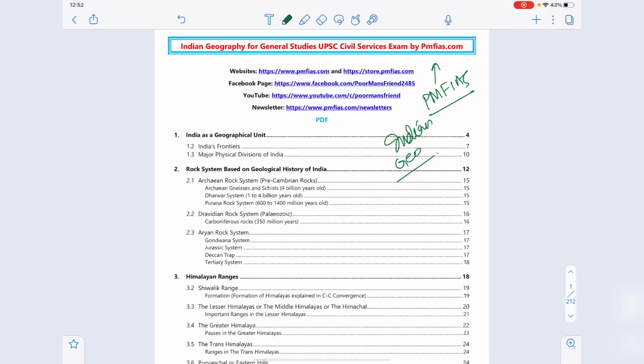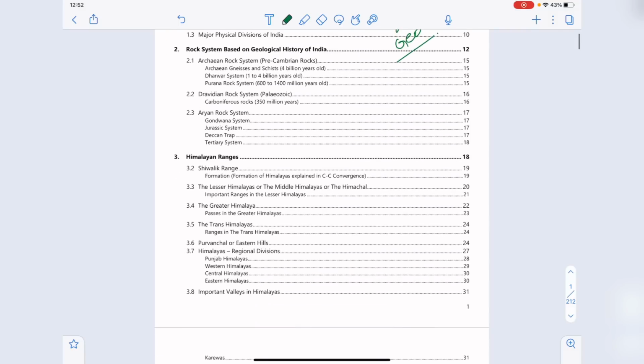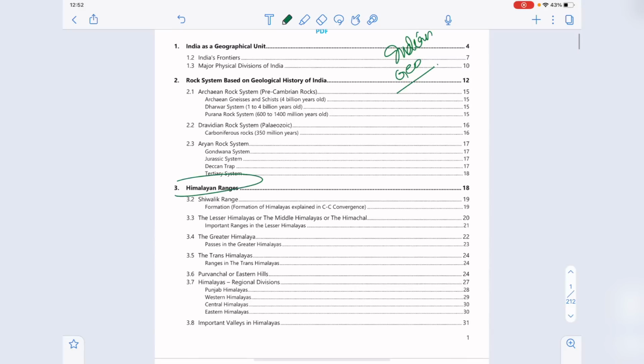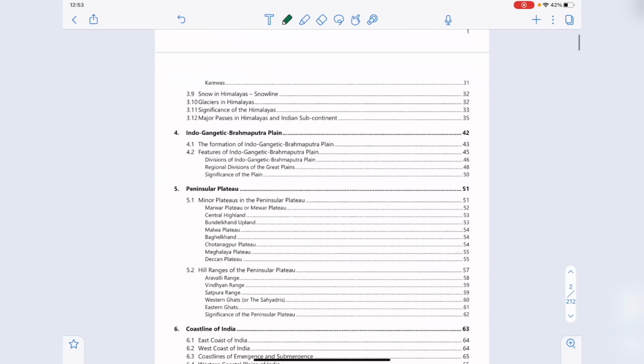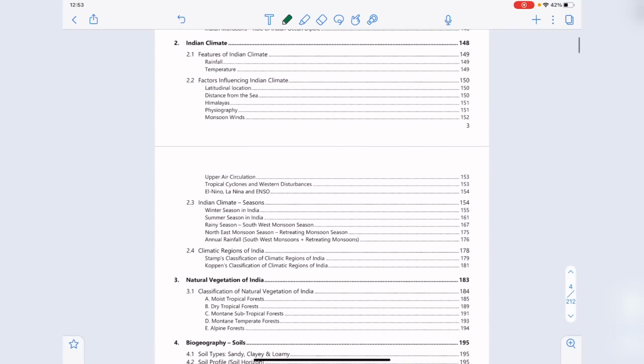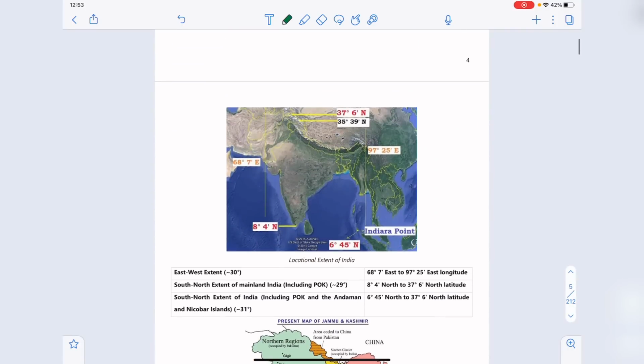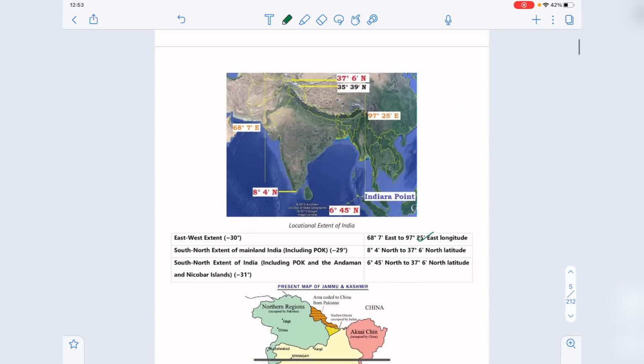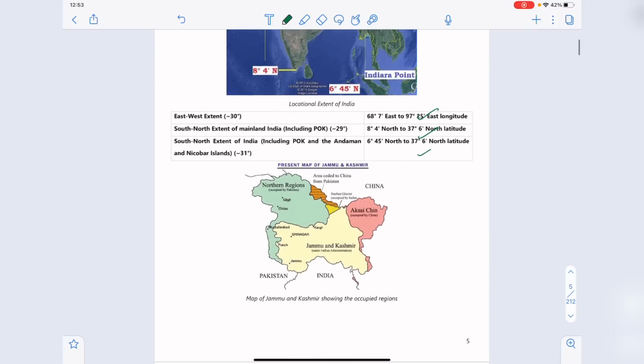And here you can see they have given a table of contents. If you have to study the Himalayas, you can go to that particular chapter, and they have covered every topic in a lot of detail. The thing I like about their notes is that you can revise from them. You don't need to remember all these facts, but a lot of things you can revise.